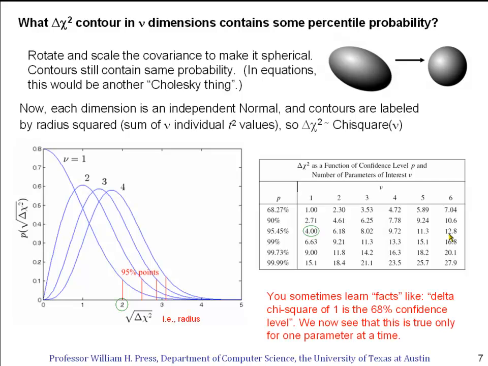The reason I'm spending so much time on this is that people frequently learn facts that are just wrong. A typical fact that people learn is that a delta chi-squared of 1 is the 68% confidence level. And we see that that's true only in one dimension. It's the value right up here. And in fact, the 68% confidence level of a confidence region in two or more dimensions has delta chi-squareds that are greater than 1, as shown here in the table.